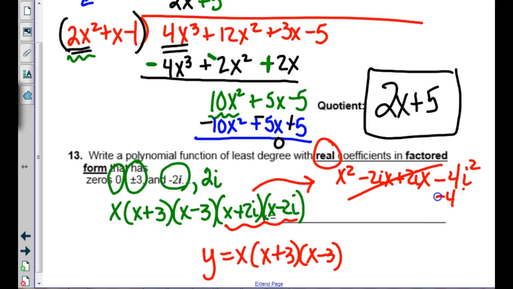Yeah, negative 4 times negative 1, which would become plus 4. What if I had written down minus 4? Well, if I wrote down x squared minus 4, I would think, oh, that would factor, right? And it shouldn't factor, or it wouldn't have imaginary solutions, okay?